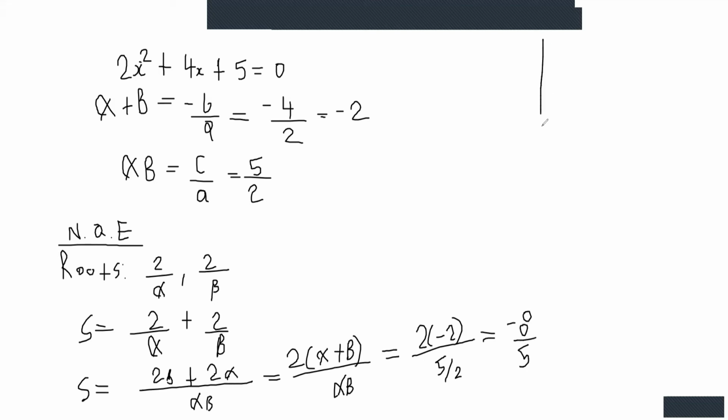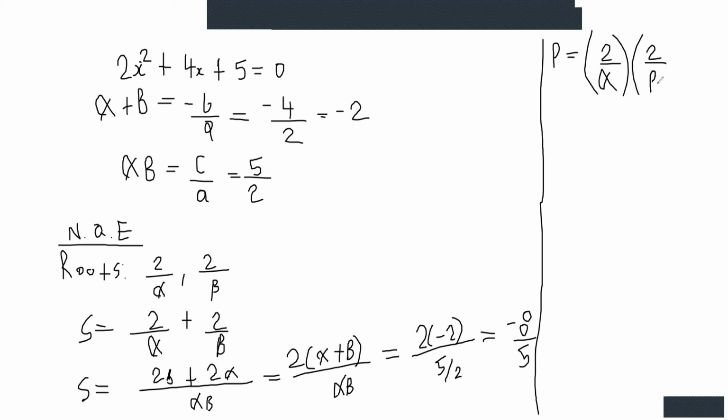Now that we get minus 8 over 5, we need to find the product. The product, we can call it P. So the product of the two roots is going to be 2 over alpha times 2 over beta. Anytime you multiply fractions, you multiply their numerators across, so 2 times 2 is 4. So you get 4 over alpha times beta. Now, alpha times beta is 5 over 2. So we get that the product is equal to 4 divided by 5 over 2.